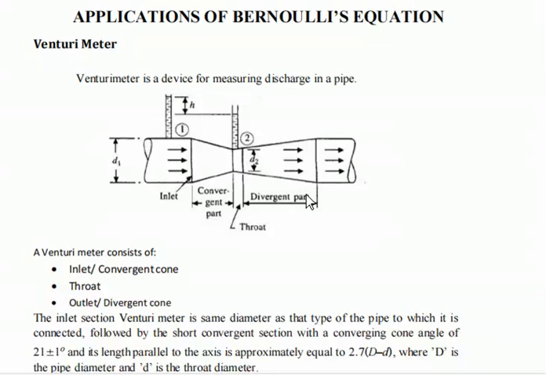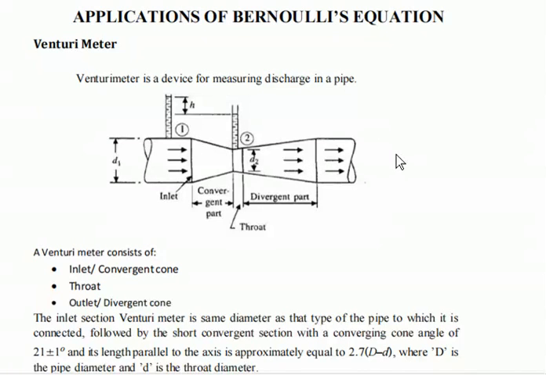In this venturimeter we always observe that the length of the divergent part should be more than the convergent part. In between these two parts we have the throat section. The convergent part is connected with the pipe, and here also the divergent part is connected with the pipe.